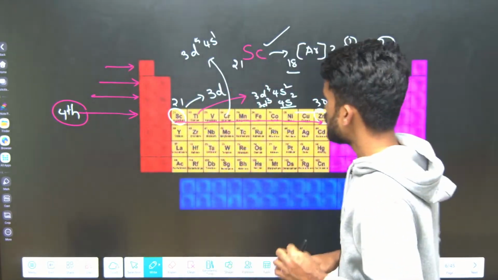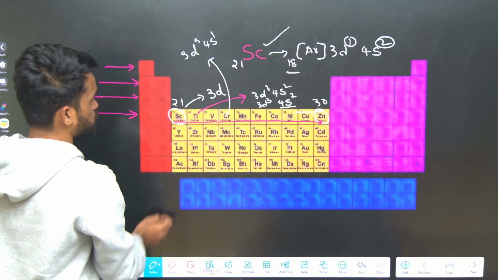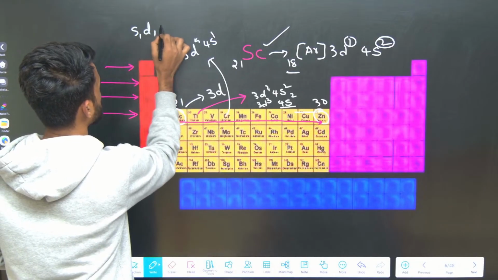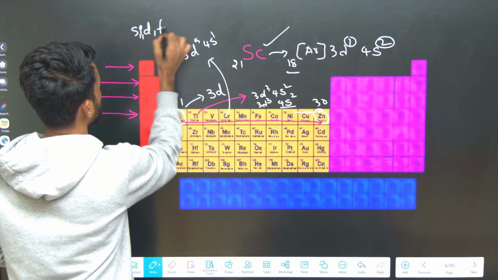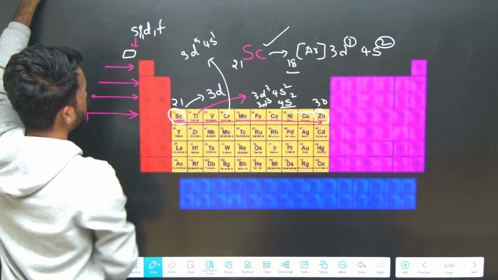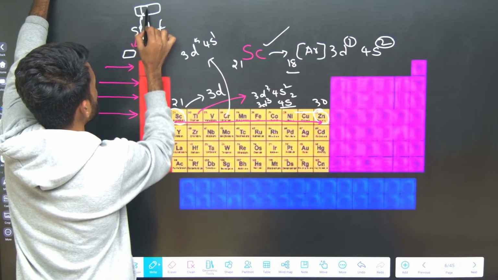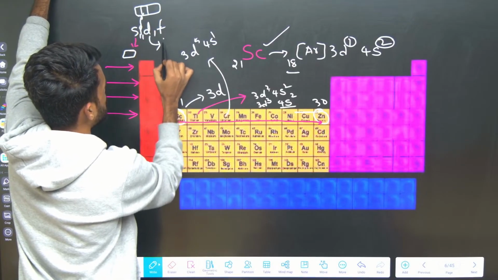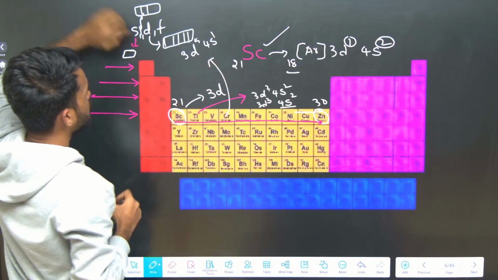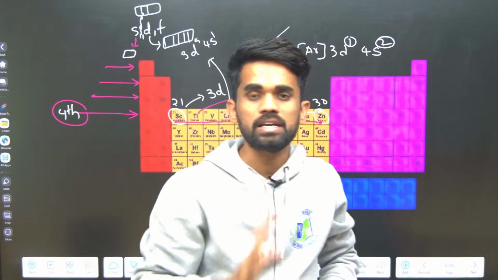When you consider the SPDF subshells, the S subshell contains 1 orbital, and the P subshell contains 3 orbitals: PX, PY, PZ. The D subshell contains 5 orbitals, and similarly the F subshell contains 7 orbitals.